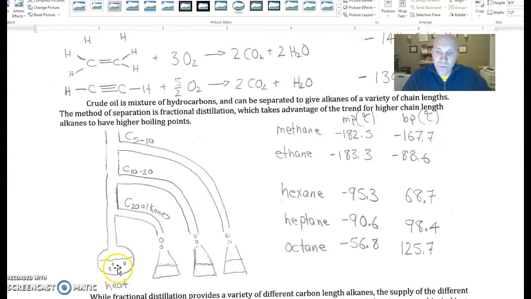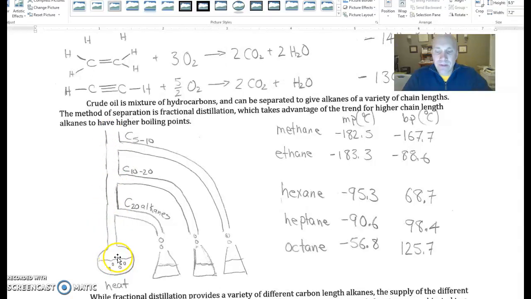Whenever you have crude oil, you're going to have a mixture of different alkanes, anywhere from methane, which is a 1-carbon alkane, to ethane, which is 2 carbons, all the way up to things that have 20 to 30 to 40 carbons in the chain length. And so you start off with that mixture, and what you're going to do is heat that, and picture this as being a big column right here.